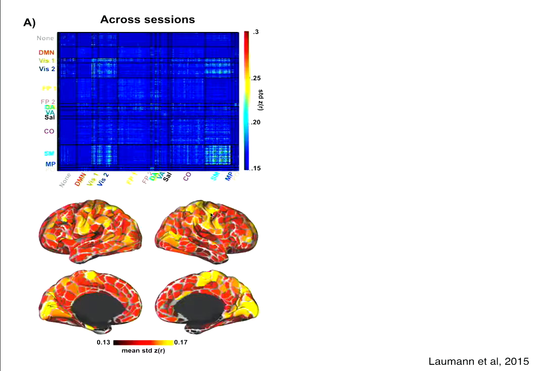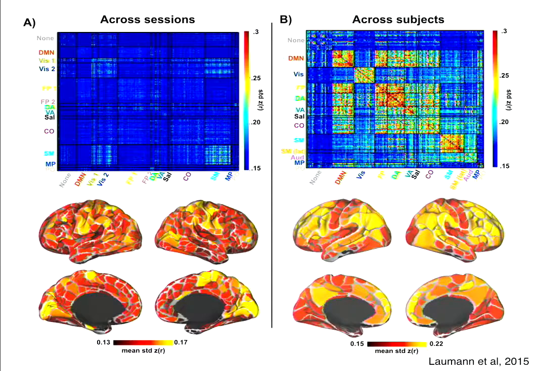If it turns out that variability within me looks just like variability across people, then that might tell us we don't need to scan individuals a bunch. We can just scan a bunch of people. It turns out to look very different.